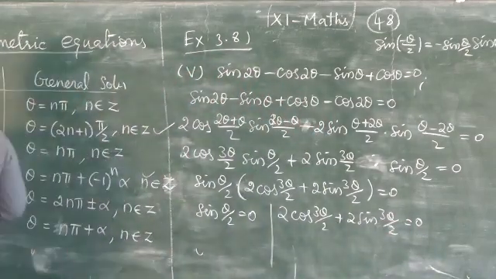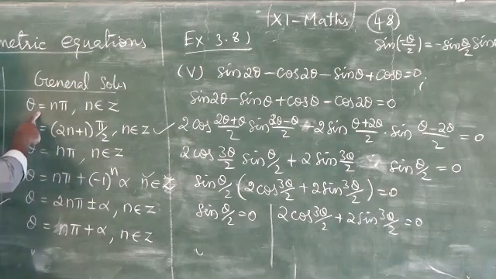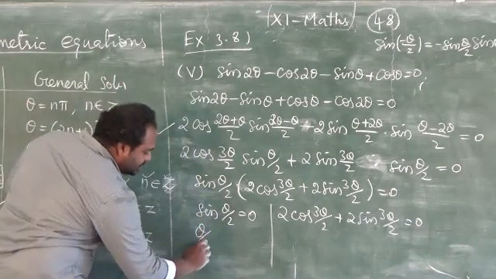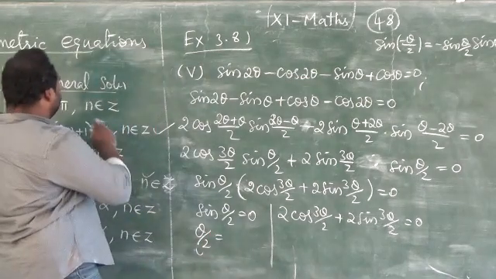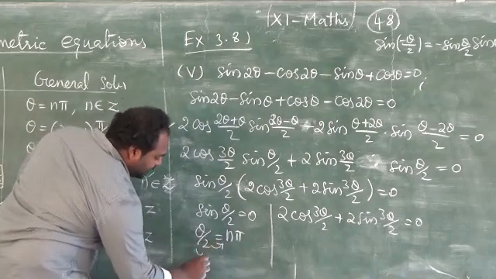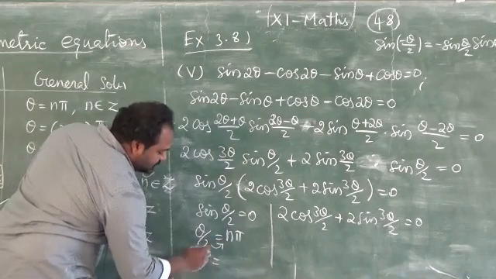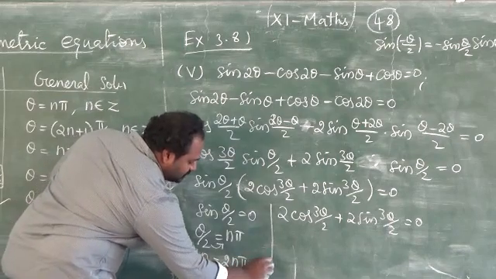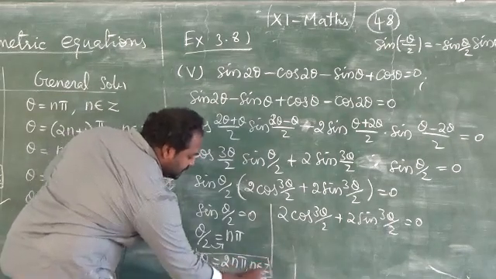Here sin theta equal to 0, the value is theta is equal to n pi. Here what is theta? Theta by 2. Instead of theta, here theta by 2 equal to n pi. Carry to this side, multiply with the other side: theta equal to 2n pi, n belongs to Z. This is one solution for theta.